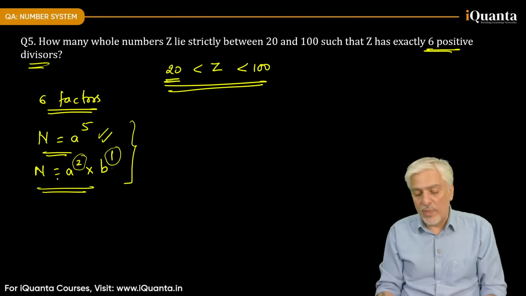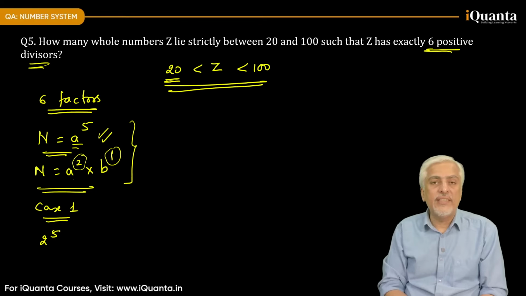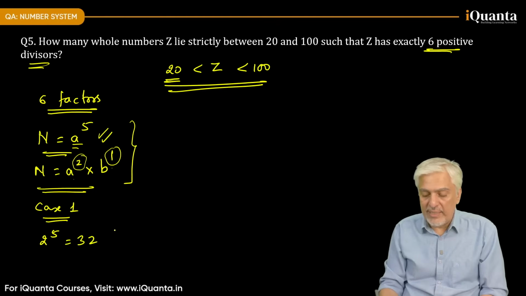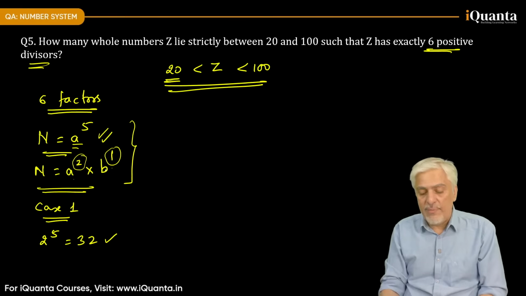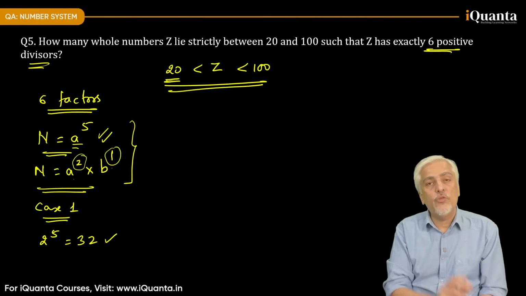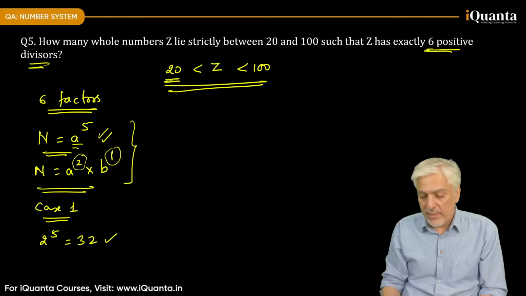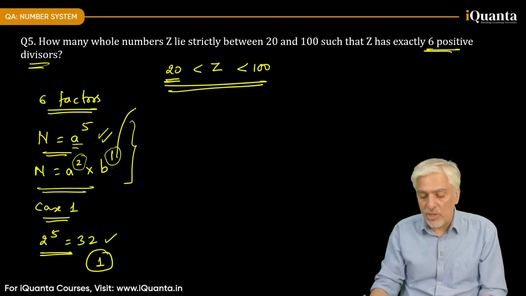Now let's do case 1. How much is 2 raised to 5? If I take a as 2, how much is 2 raised to 5? 32. So it is possible, it is in this range. How much is 3 raised to 5? By the way, a and b have to be prime numbers. 3 raised to 5 is 243, so don't take it. So in case 1 there is only one number. Right? Now let's look at case 2.